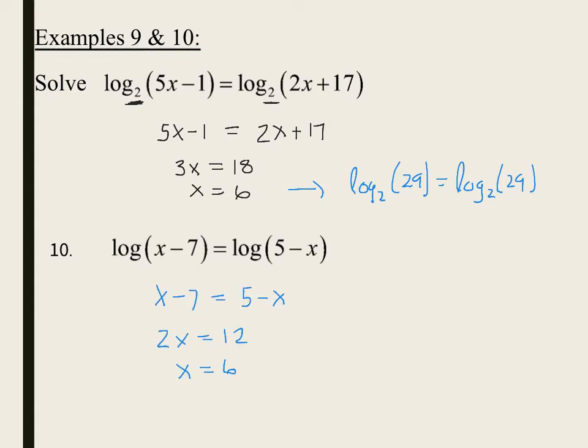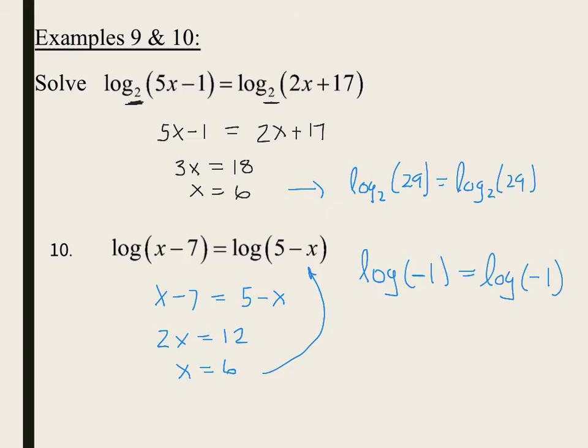So here was the solution. We've said x minus 7 is equal to 5 minus x. We combined x's. We have 2x is equal to 12. X is equal to 6. But there's a problem here. When we put this back into the equation, we have log of 6 minus 7, which is a minus 1, equals log of a minus 1. What is the problem? Well, you can't have a log of a negative number.